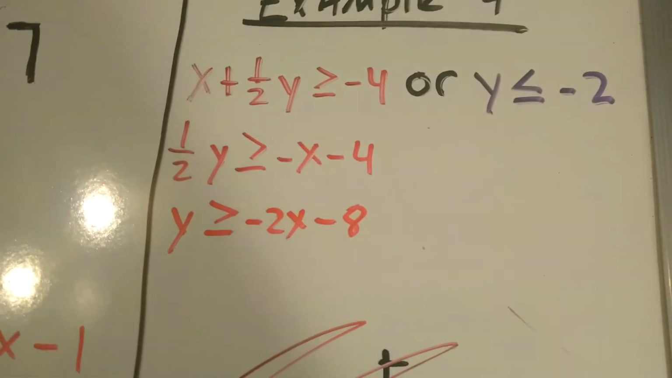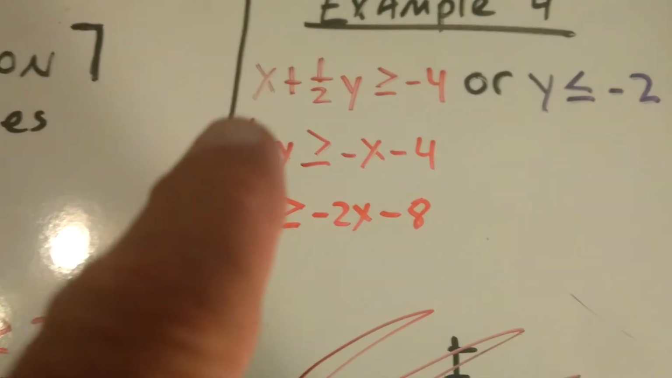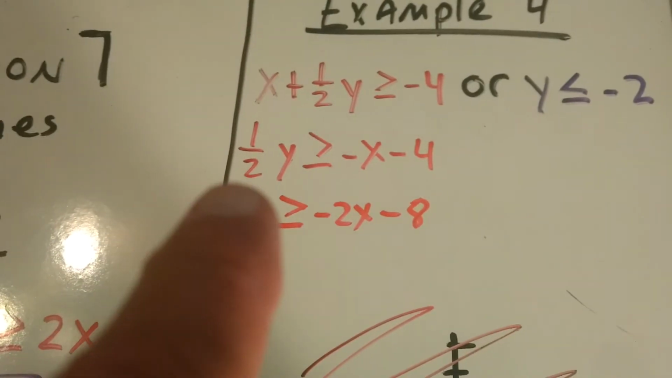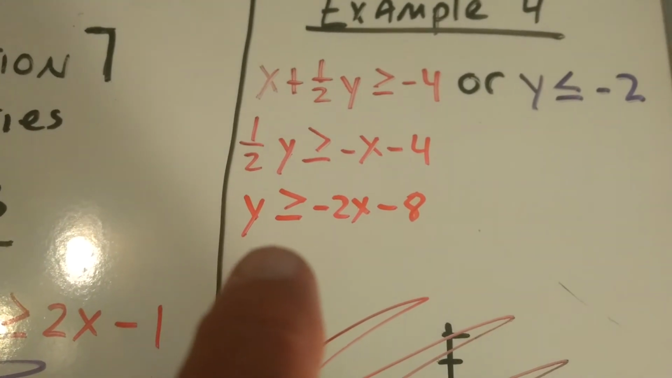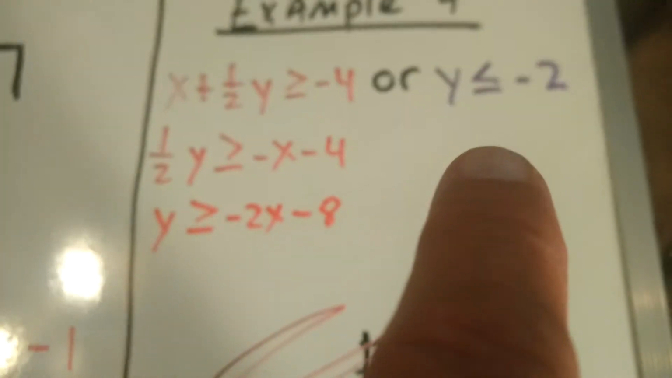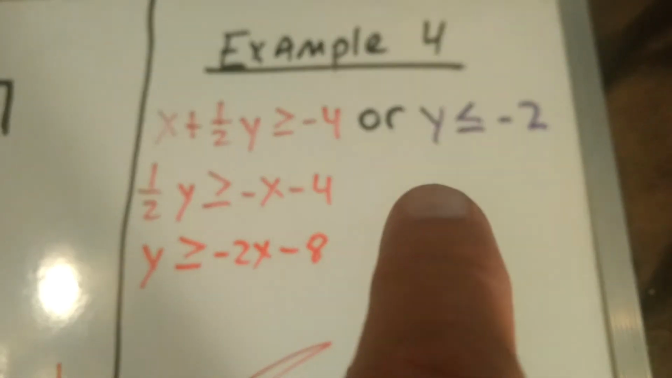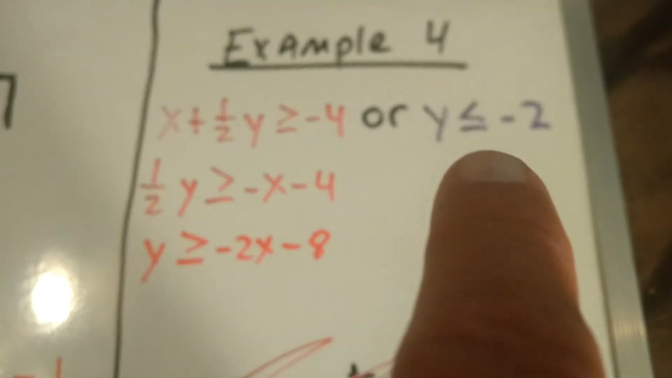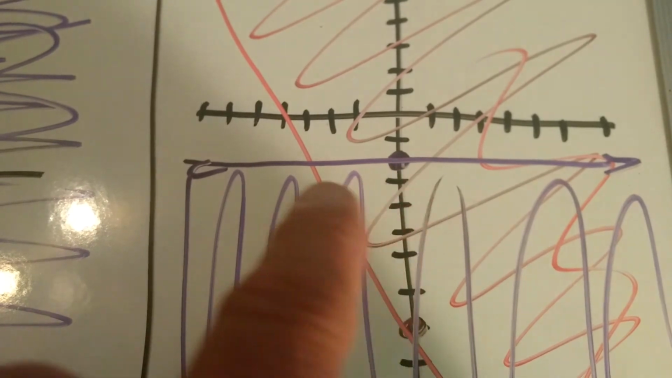Alright, so this one here, we have the equation x plus 1/2 y greater than or equal to -4. First thing I do is subtract the x over, then I'm multiplying by 2, no flipping the sign because this is positive, so I have y greater than or equal to -2x minus 8. This right here, y is less than or equal to negative 2. Remember, we talked about this in early sections. When y equals a number, it's a horizontal line going through that number on the y-axis. This is less than or equal to. So let's start with this graph. Here's my horizontal line at negative 2. It's in purple. It's a solid line. It's less than, so it's shading below.